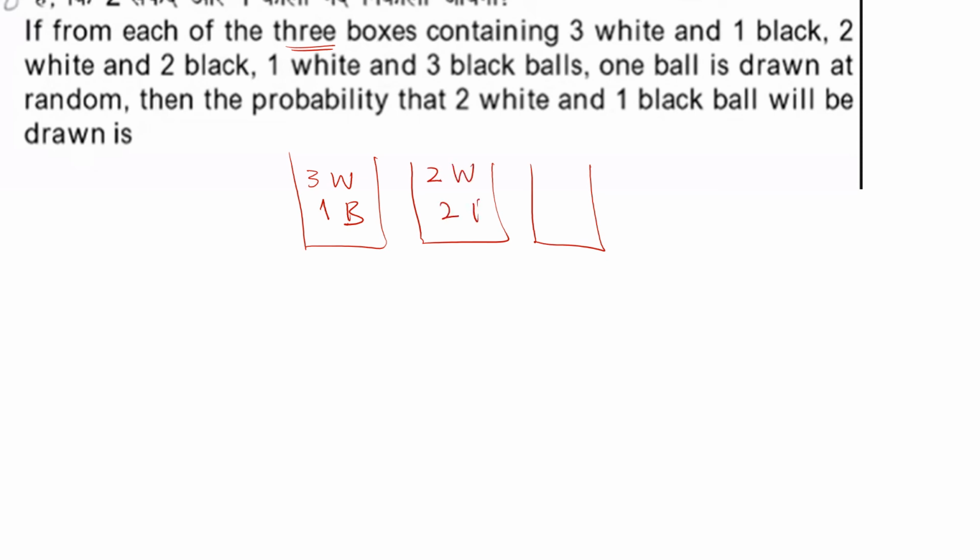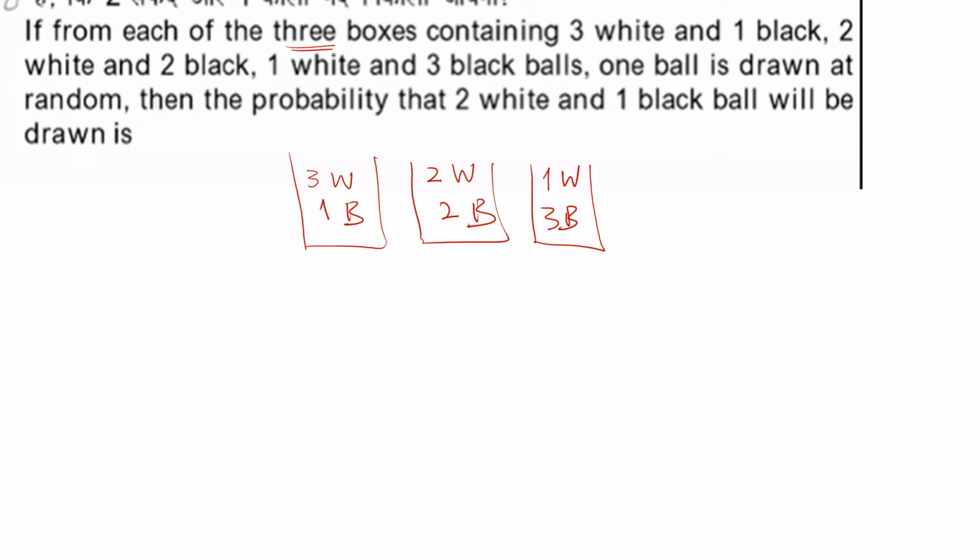Now here is the question to understand the difference between writing the multiply and plus also. There are three boxes. The first box contains 3 white and 1 black ball. The second box contains 2 white and 2 black balls, and the third box contains 1 white and 3 black balls. Now one ball is drawn at random.